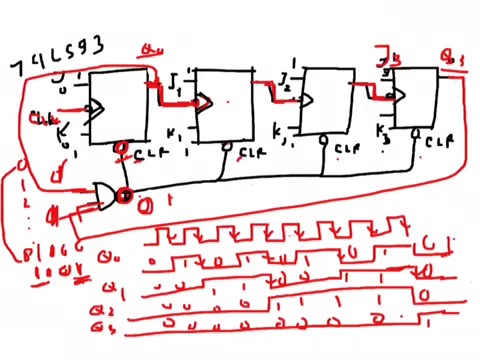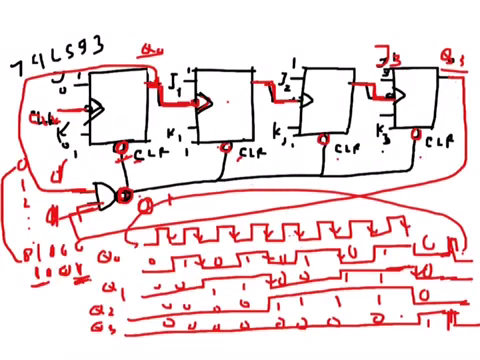Immediately when this is 9, everything will be cleared, so this one will go down. That will happen because this clear is an asynchronous clear. That means whenever the input of this clear is 0, immediately the output is cleared. If it were a synchronous clear, it would have waited for the next clock to come, but since it is an asynchronous one, it will be cleared immediately. So there will be a small spike and it will go down. Again it will count from 0, and everything will start again from 0 0 0 0.